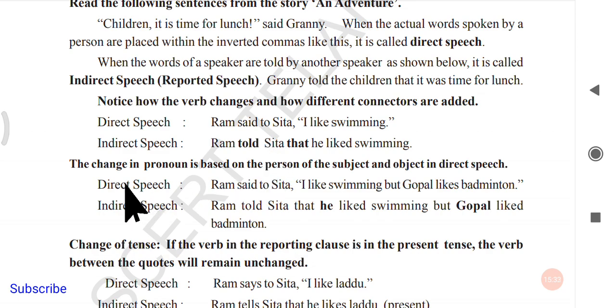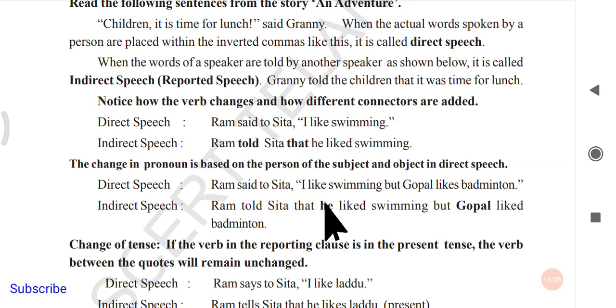Next, the change in pronoun is based on the person of the subject and object in the direct speech. For example, direct speech: Ram said to Sita, "I like swimming, but Gopal likes badminton." Here we have come across two people: one is I, who likes swimming, and next, Gopal. In indirect speech: Ram told Sita that he, just like above.